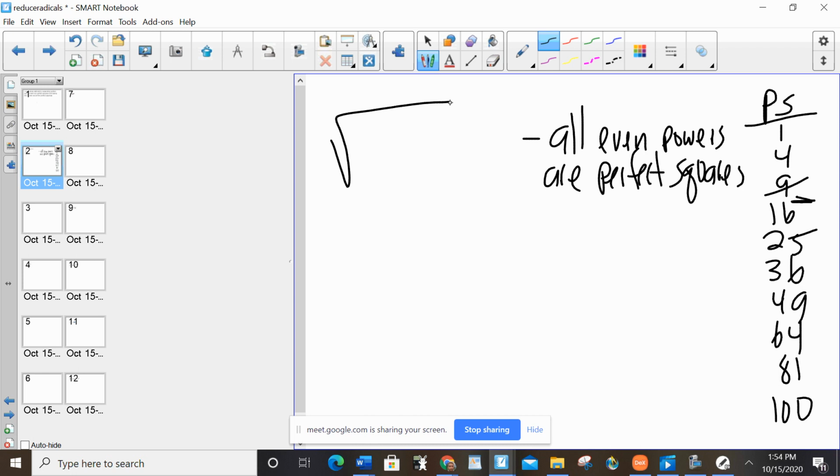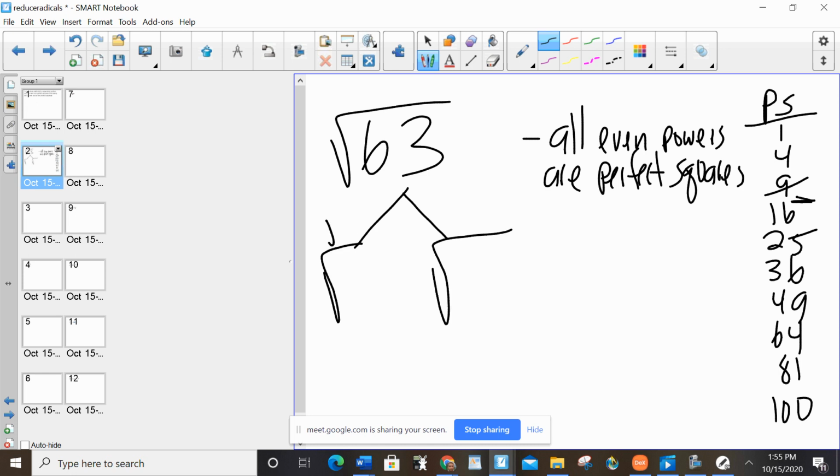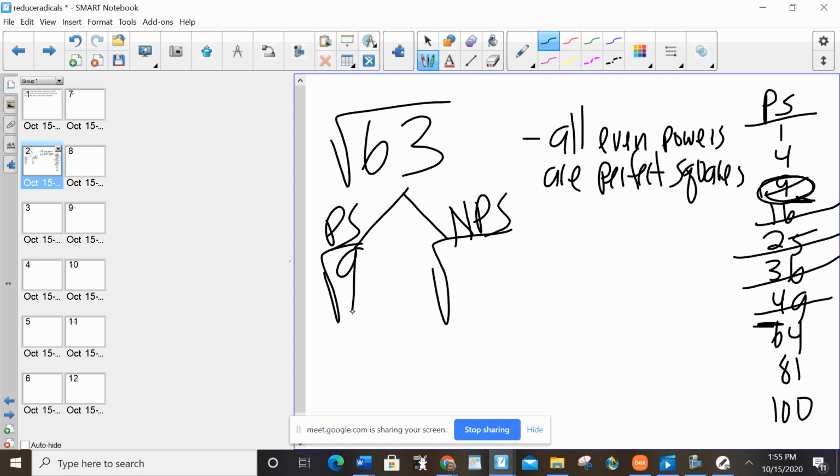Radical, let's do 63. It's not on my list, so I need to break it down into perfect squares and non-perfect squares. I'm looking for the largest perfect square that divides into 63. Can't be bigger than 63. 49 doesn't go into 63 evenly. 36 doesn't go into 63 evenly. 25 doesn't go into 63 evenly. 16 doesn't go into 63 evenly. 9 does. 9 is my perfect square. 7 is my non-perfect square.